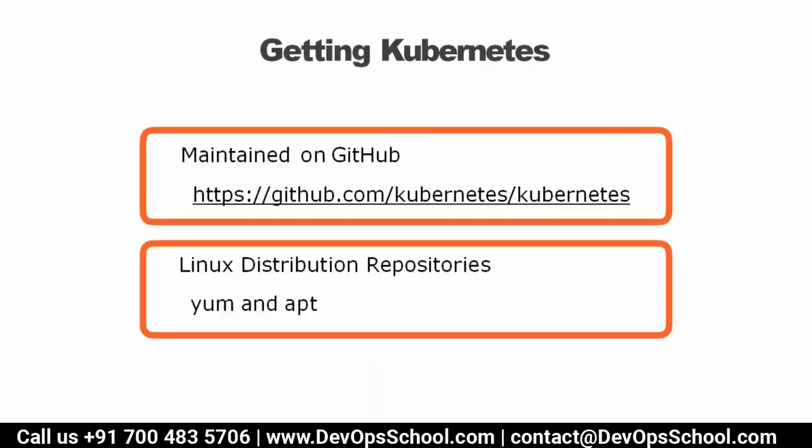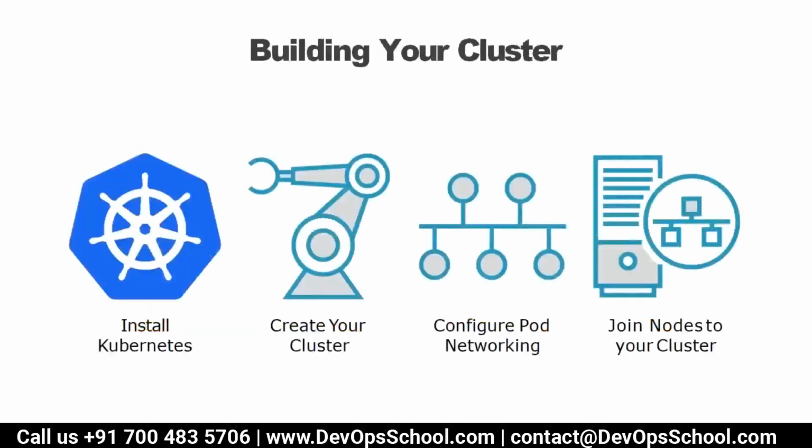Now, the installation instructions you can get on the official handle, github.com/kubernetes. Kubernetes installation is supported by both yum and apt, from the Linux distribution repository. So what do you want to do to build your cluster? Install Kubernetes, create your cluster, configure pod networking, and join nodes to your cluster. These are the four things you have to do to get started.